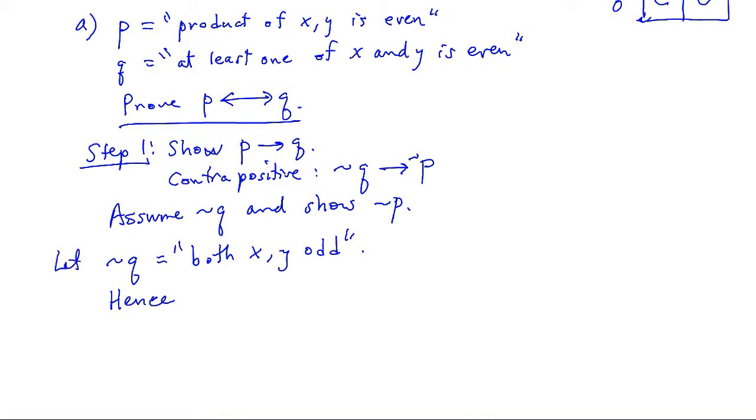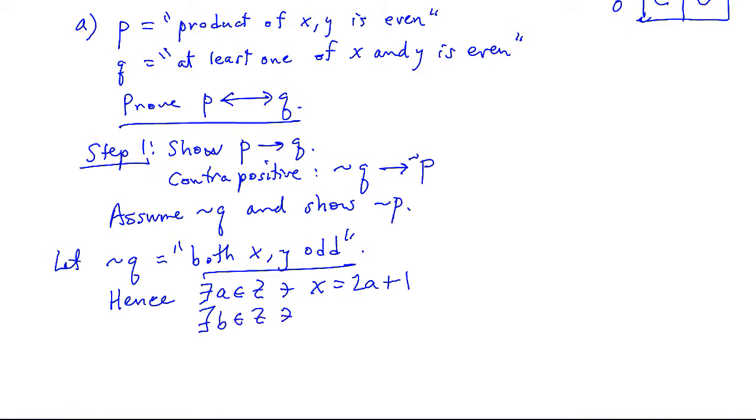Okay, hence there exists an a, which is an integer, such that x is 2a plus 1. We're assuming they're both odd. And there exists a b, which is an integer, such that y is equal to 2b plus 1. Okay. Once we assume they're both odd, then we can move forward and say then x plus, oh, it's the product now.